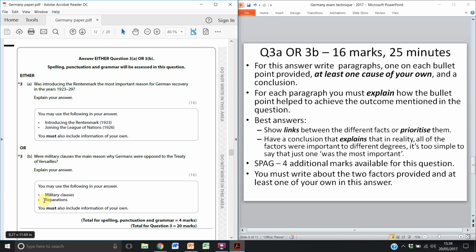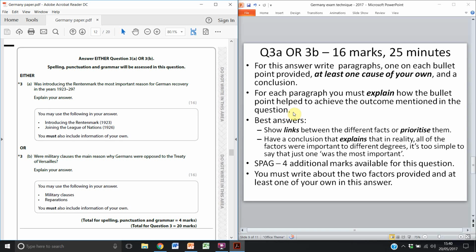Under Article 231, Germany had to accept full responsibility for starting the First World War. The German people did not feel that this was fair because although Germany played a major role in the start of the First World War, other countries played just as important a role in the build-up of tension. Okay, so for each of the things, you describe it, you use precise supporting detail, and then most importantly, you explain how the bullet point or your own ideas contributed towards the outcome that's mentioned in the hypothesis.